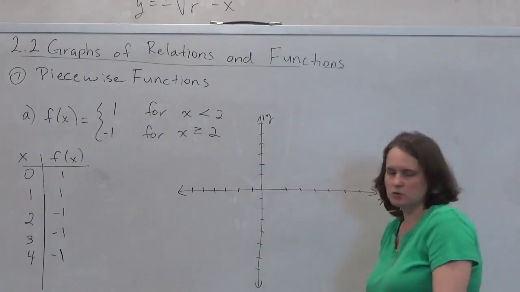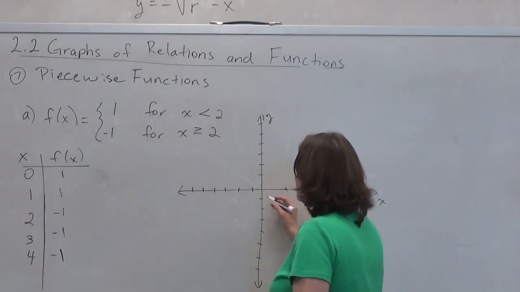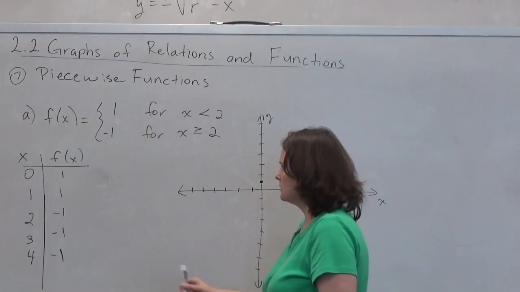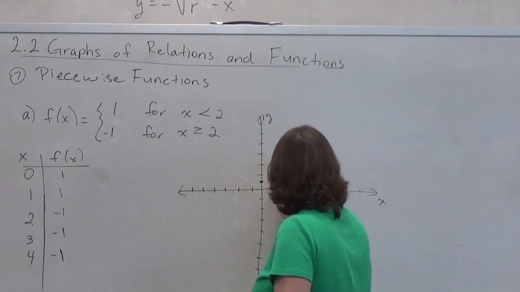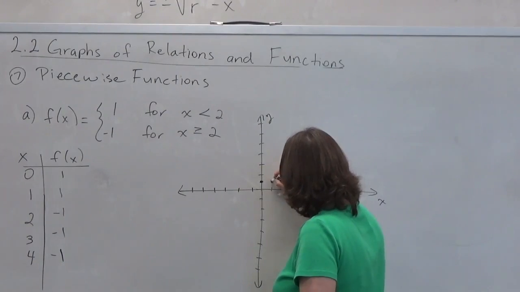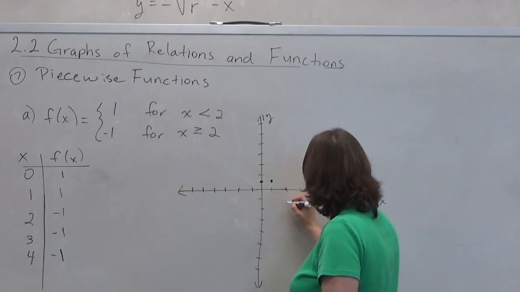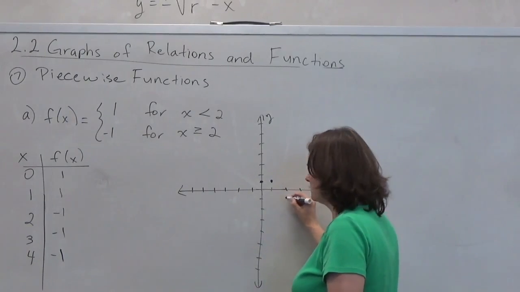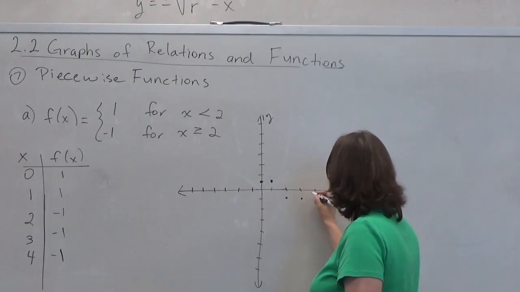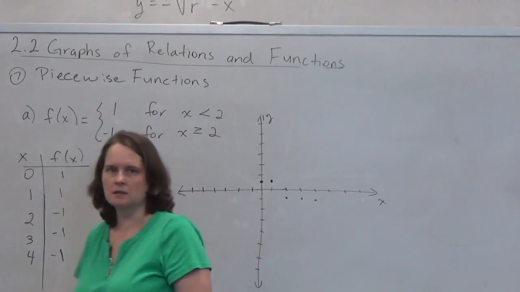So now we can plot those points. X equals 0, y equals 1 will be here. Ordered pair 1, 1 is going to be here. Ordered pair 2, -1, so over 2 and down 1. Ordered pair 3, -1 is here. And 4, -1 puts me here. So I've got 2 flat lines, basically.